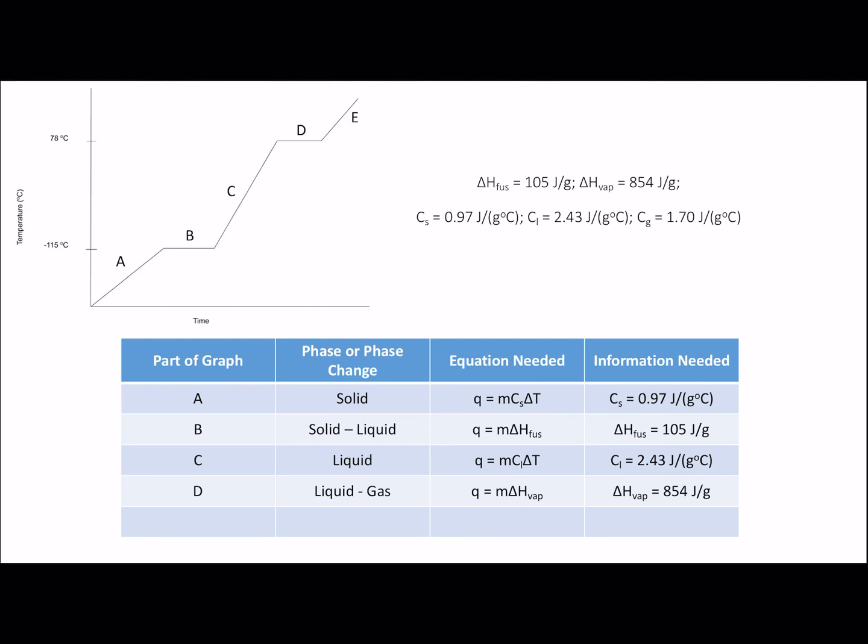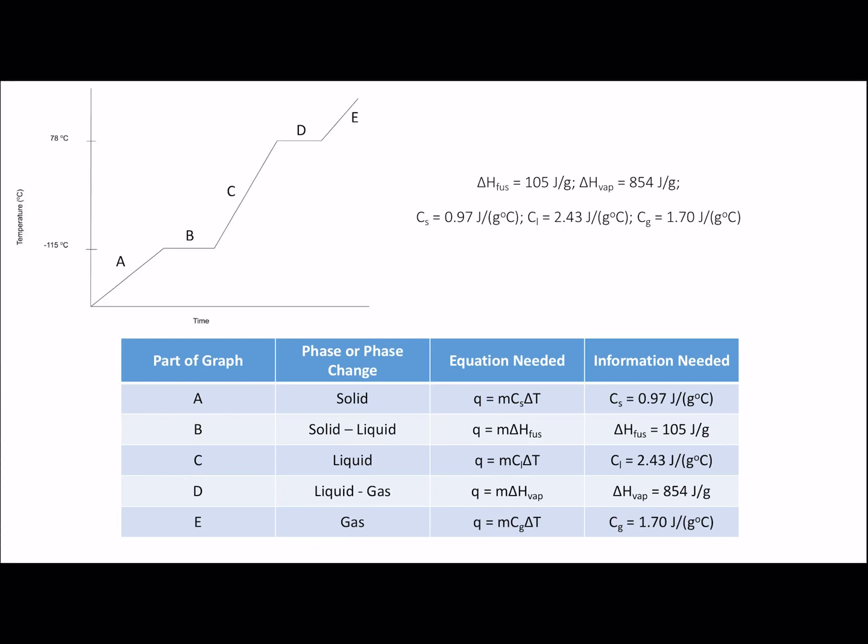And then the last part of the graph is letter E. At letter E, our whole sample is now gas, and we've contained it, and we're just heating that gas and figuring out how much heat is going in to make that gas hotter and hotter. So again, we go back to Q equals mc delta T, but in this case, we need the specific heat of the gas form of ethanol, not the liquid or the solid.